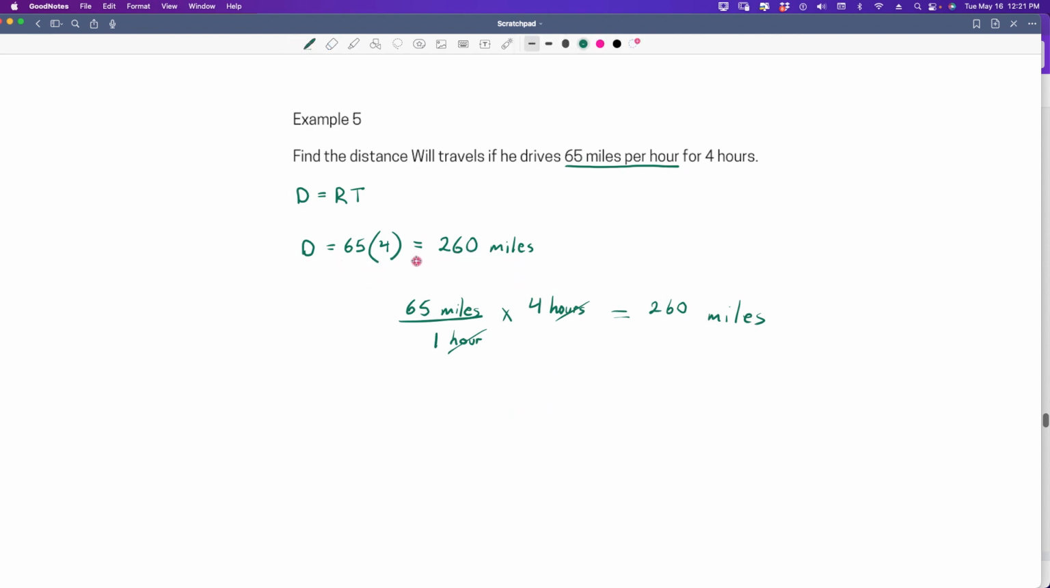Or you can use the dirt. It's still the same problem. It's just showing you how to use the unit of measure correctly when you do it this way. The unit conversion knocks out hours because they cancel each other out. And you're left with the proper unit of measure, which is miles.